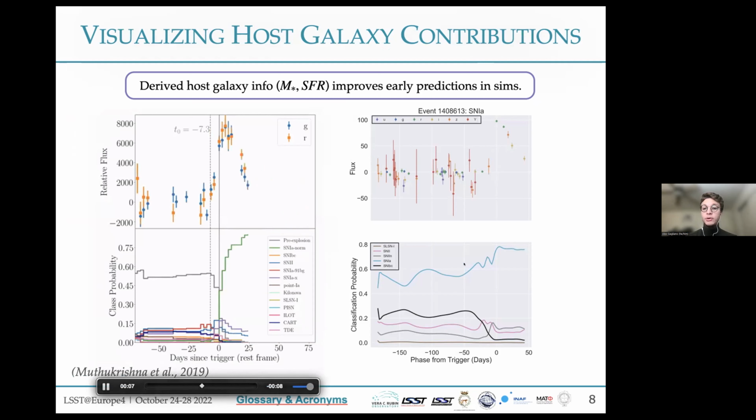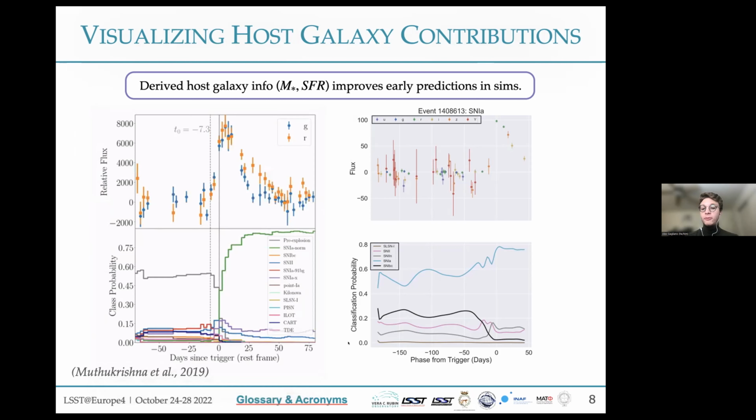And on the right, we see that with the inclusion of host galaxy information, in this case, we're incorporating derived properties like stellar mass and star formation rate, we see that even before we have any real detections from the explosion itself, so this is the light curve, here are the non-detections in this noise area on the left, you have a non-zero probability that you're looking at a type 1a supernova from the correlations with the host galaxy. And then as soon as you get photometry in from the explosion itself, your classification probability jumps up and the code says, okay, now I'm more confident that I'm looking at a type 1a.